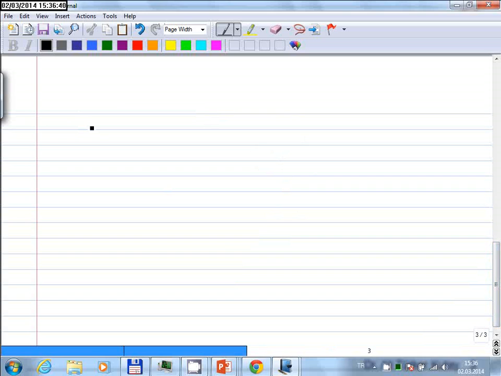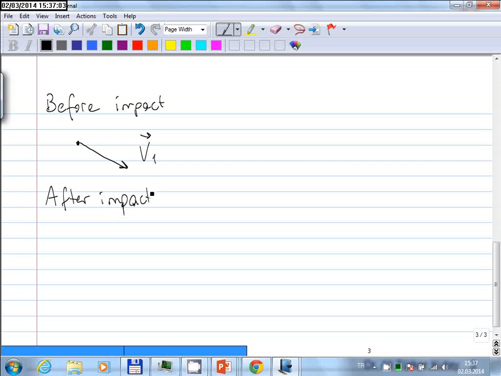Before the impact, I have a molecule of some mass. It has a very tiny mass, and it's going in this direction. This is its velocity vector. And after impact, I have the same molecule moving in that direction, right? This is the velocity vector of the molecule after the impact.